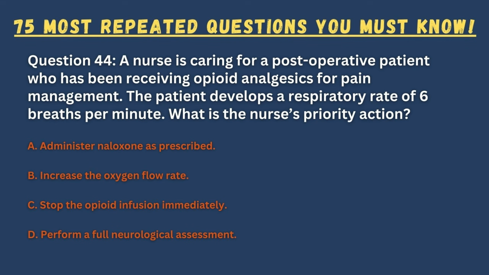Question 44. A nurse is caring for a post-operative patient who has been receiving opioid analgesics for pain management. The patient develops a respiratory rate of 6 breaths per minute. What is the nurse's priority action? A. Administer naloxone as prescribed. B. Increase the oxygen flow rate. C. Stop the opioid infusion immediately. D. Perform a full neurological assessment.